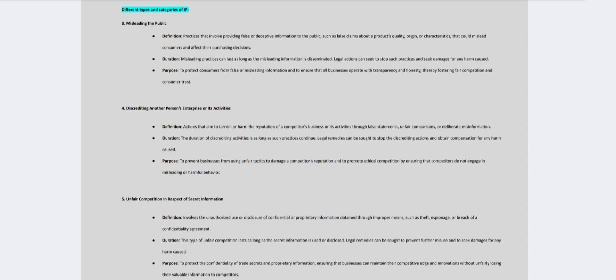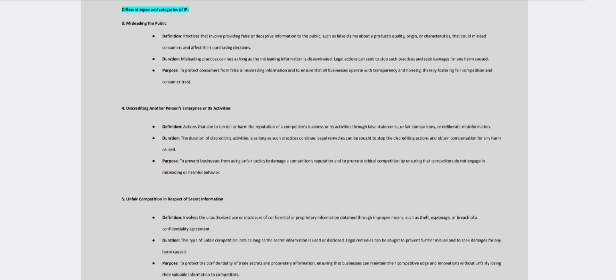Definition: actions that aim to tarnish or harm the reputation of a competitor's business and its activity through false statements and unfair comparisons. Duration: the duration of discrediting activities is as long as such practices continue. Purpose: to prevent businesses from using unfair tactics to damage a competitor's reputation and to promote ethical competition by ensuring that competitors do not engage in misleading or harmful behavior.